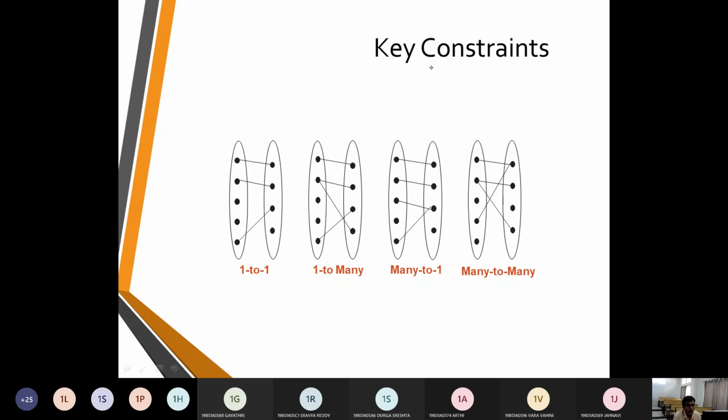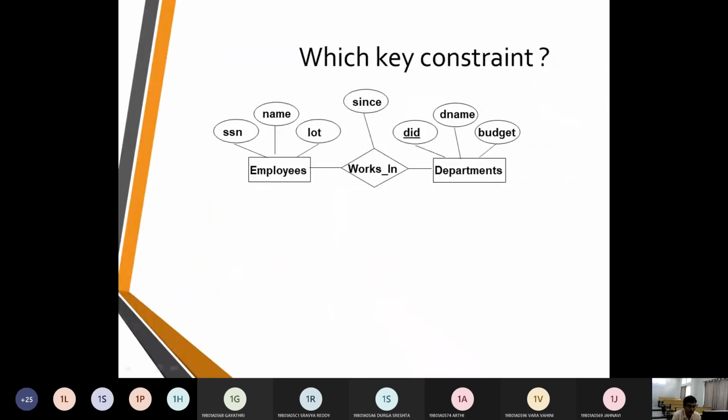Next one. We do have key constraints. Key constraints, when implemented, can be implemented with the mapping cardinality. In mapping cardinality, it can be a one-to-one relation, one-to-many relation, many-to-one relation, and many-to-many relationship. Now, let us look into each key constraint in detail.